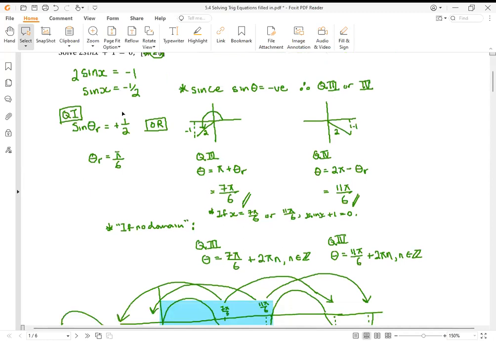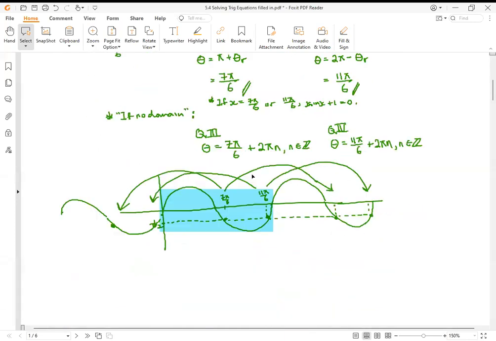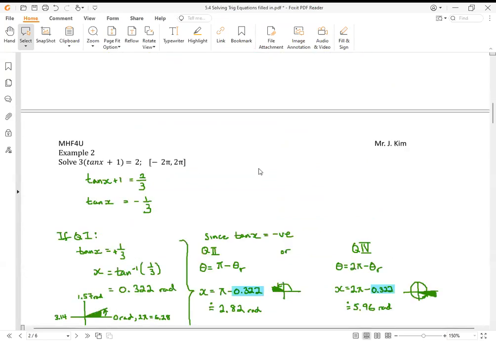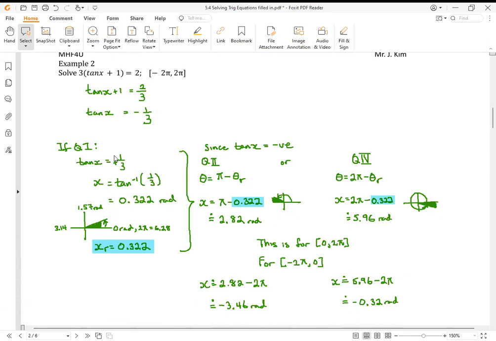Every single time we are trying to get a ratio into a number, then use CAST rule to figure out, are there any other possibilities? So here are some examples we've done. Always trying to figure out what is this one ratio equal to. Sometimes it's a nice angle, sometimes it's not a nice angle, but regardless, the steps are the same.